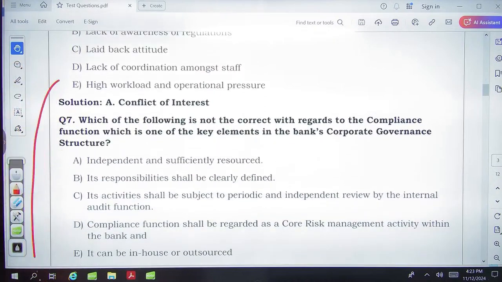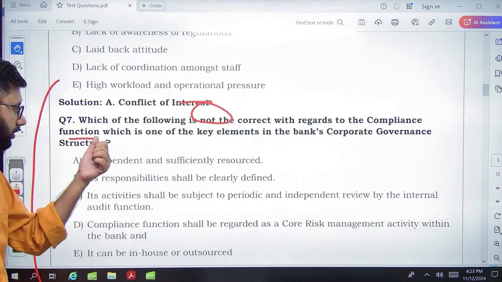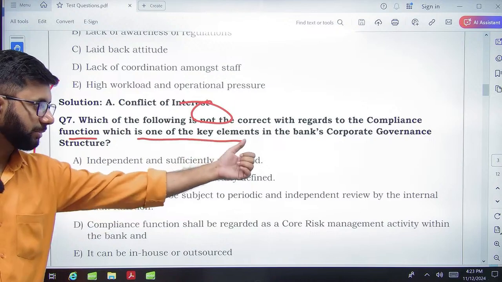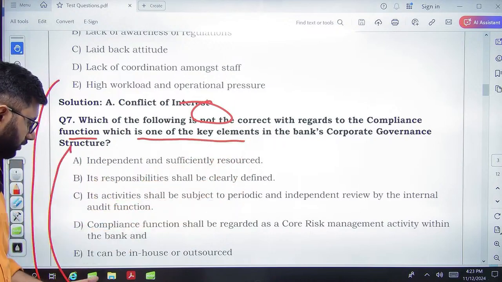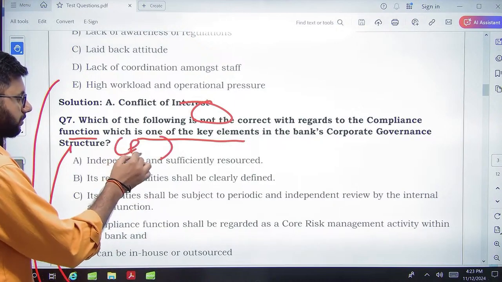Tell me, which of the following is not correct with regards to compliance function, which is one of the key elements in the bank's corporate governance structure? What do you think is the correct answer? Which among the following statement is not correct? Or which among the following statement is not correct as per RBI regulation?